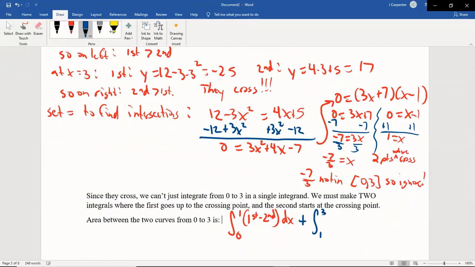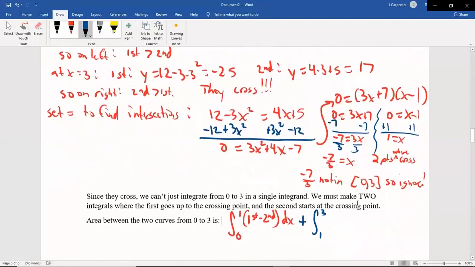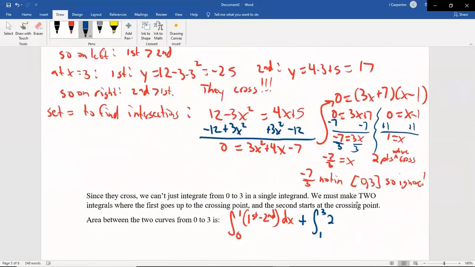Now, if there are multiple crossing points, you'd have to do this again. Let's say they crossed at 2. I'd go from 1 to 2, then another integral from 2 to 3. Now, when they crossed, they switched. When they switched up from 1 until 3, now the second one is higher than the first one, so we got to swap that order. We're going to do the second minus the first over dx or dt or whatever the variable would be.